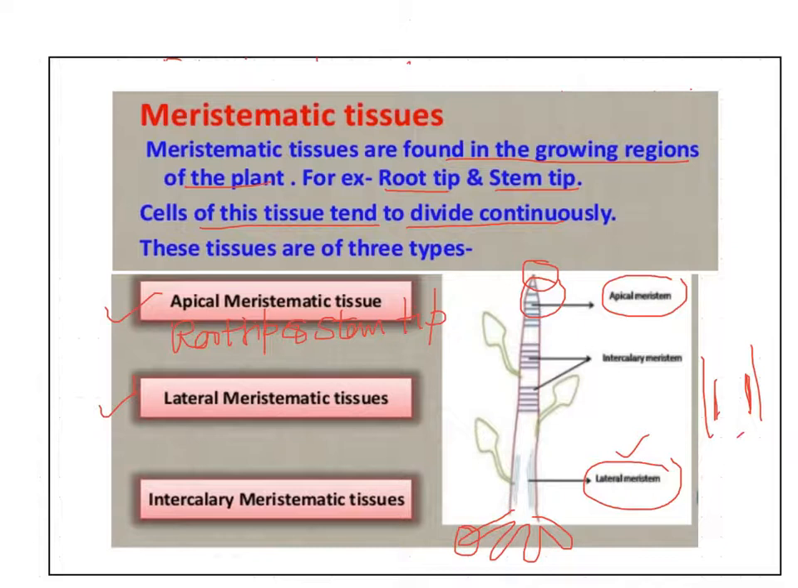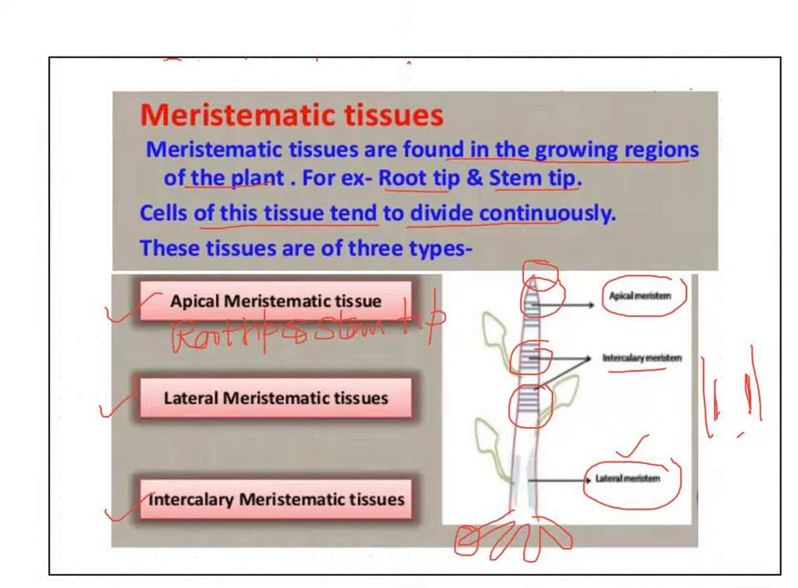Right? Third is intercalary meristematic tissue. As you can see in the picture, it is present at the base of the leaves, where new leaves emerge. So we can say there are three different types of meristematic tissue. One is the apical meristematic tissue, second is lateral meristematic tissue, and third is intercalary meristematic tissue. Okay, everyone? Now let's talk about each one separately.